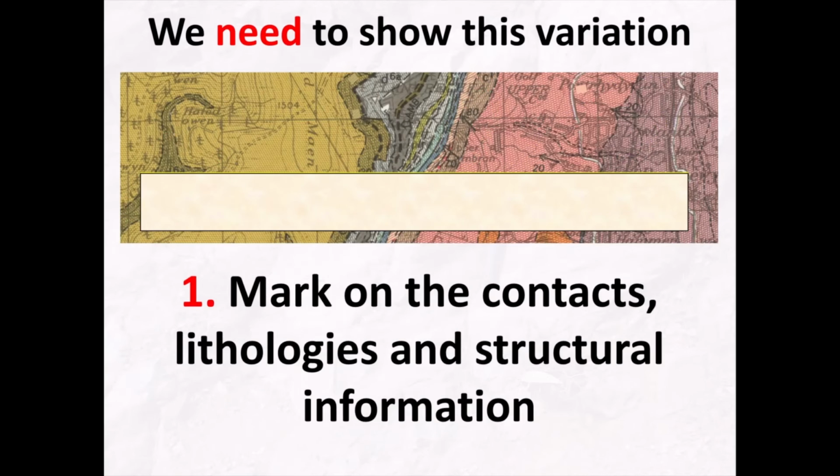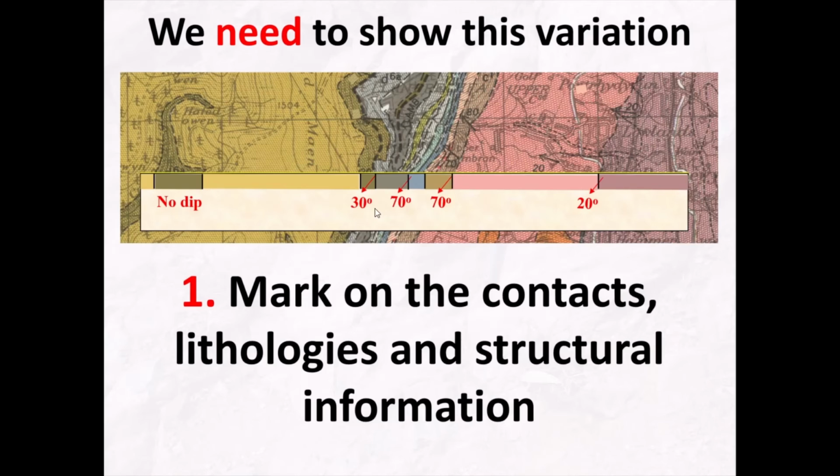Okay, so what we do is, like we've done before, I'll skip a few of the steps. We'd mark on the contacts, and we'd mark on the structural information. So I've tried to simplify this a bit. I've merged some of these. I think these are Carboniferous, maybe limestones. I've merged those together. I've merged some of the Devonian rocks together, and I've put some of the millstone grit and the coal measures together. But you get the idea that I've marked on the key stratigraphic boundaries on my map.